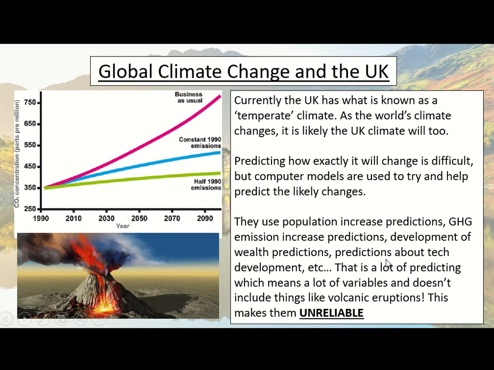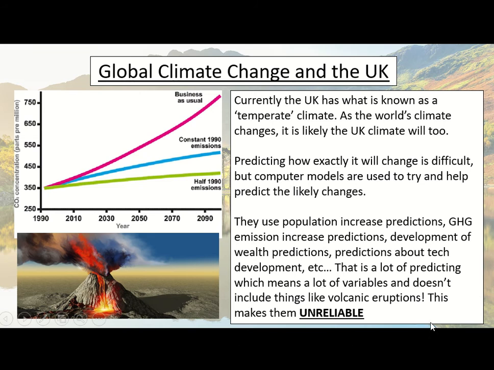Now obviously there's a lot of predicting: greenhouse gas emissions, wealth, population, tech development, because some people predict that we're all going to be fine because we're going to invent something which reduces it all. That could be true, but all of them are predictions, none of them are exacting. And because they're predictions, the variables don't allow us to say this is going to happen on this date. It also doesn't include things like volcanic eruptions, which also emit greenhouse gases. So it's hugely unreliable. All of our predictions around climate change are unreliable.